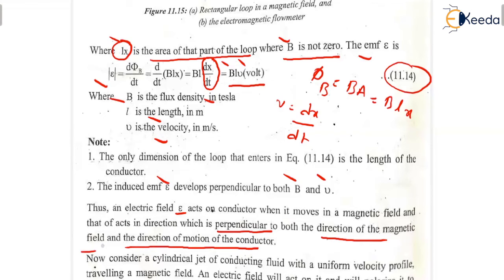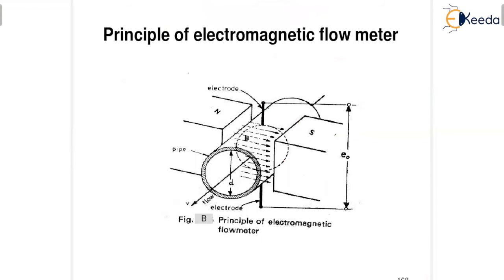Now I am going to take a cylindrical jet. I am going to explain the same concept using a cylindrical jet with a uniform velocity profile traveling in a magnetic field. Let me depict it in a detailed manner, my dear students. So now I have taken a cylindrical jet of conducting fluid with a uniform velocity profile, traveling in a magnetic field B. An electric field will act on it.